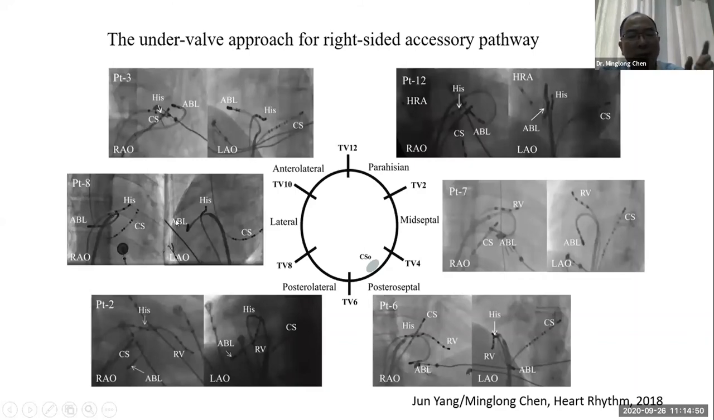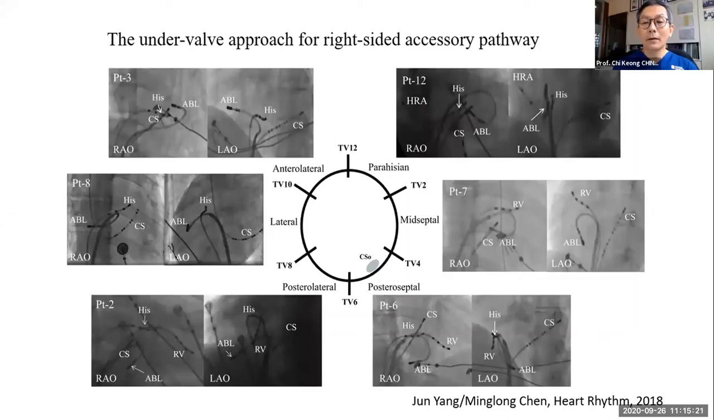But we only had one case where we used the epicardial approach, by subxiphoid needle puncture to the epicardial space to do epicardial map. But often the accessory pathway is at the right coronary artery location, so you cannot deliver RF energy there.